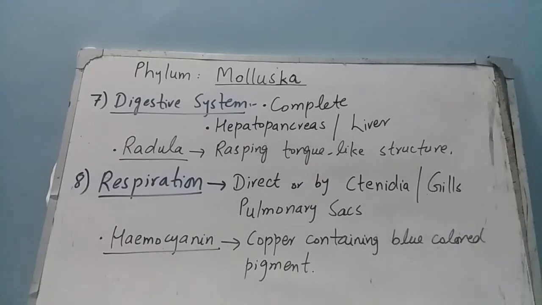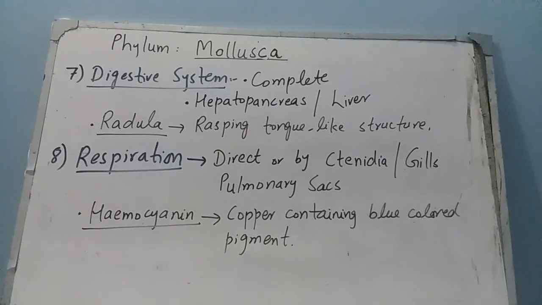Another important thing in mollusks is the respiratory pigment, which is known as hemocyanin. Hemocyanin is unique and different; it is basically a copper containing blue colored pigment. It means that the circulatory fluid of mollusks is blue in color due to the presence of hemocyanin.